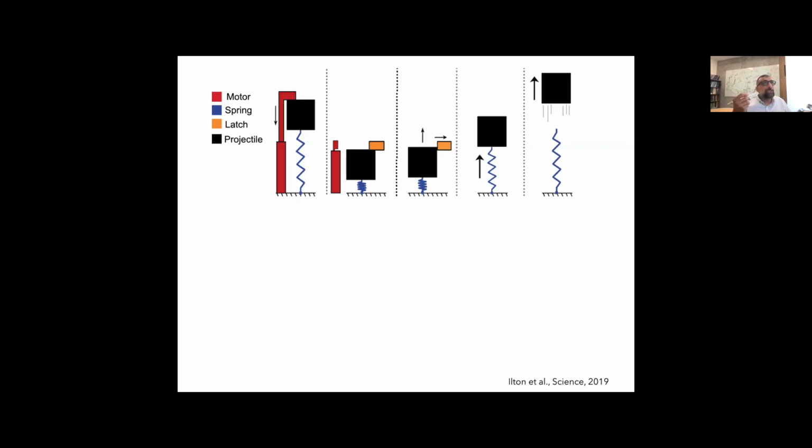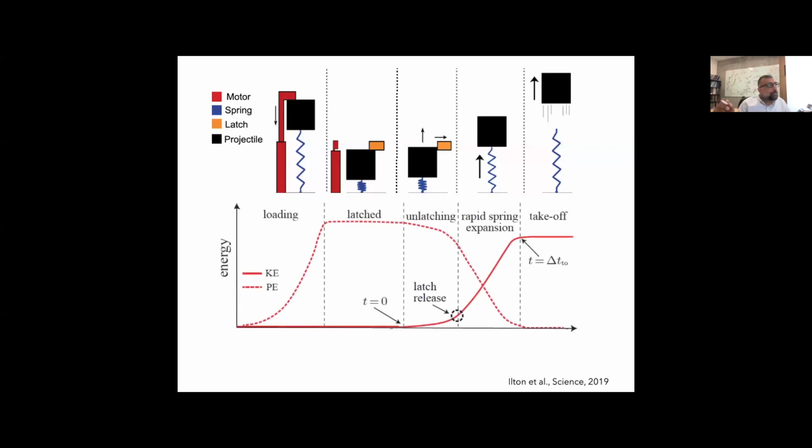You can think of it as kinetic energy at takeoff, or the height that that projectile goes to. It doesn't really matter what performance parameter it is. It's going to generally do better than the muscle.